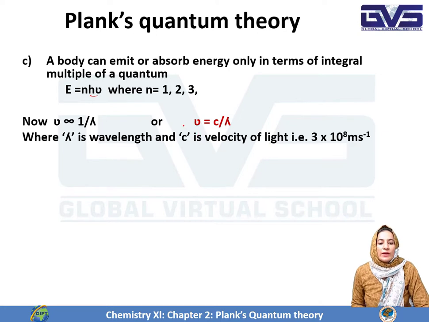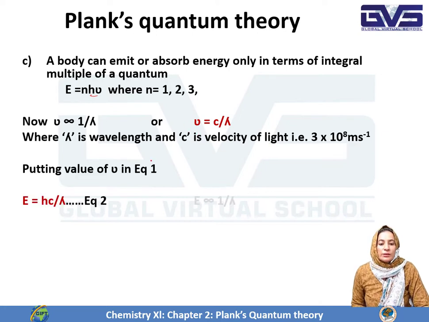And now putting the value of frequency in equation 1. What was equation 1? Equation 1 is E equals h nu. Because h is constant and we now have frequency equals c over lambda, putting c over lambda instead of this frequency, you can see E equals h c over lambda.